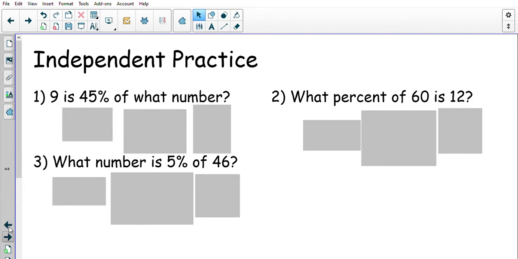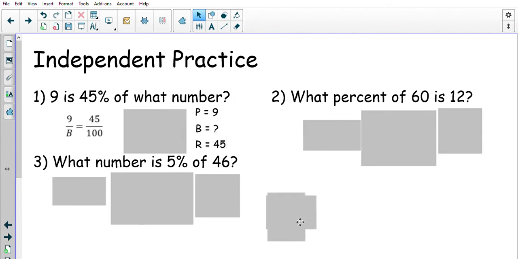All right, so for number 1, in this case, let me uncover this. P is 9, 45 is R, and B is my unknown. It's like our last few questions. We have 9 over B equals 45 out of 100. When we cross multiply, we get 45B equals 900. Divide both sides by 45 to get B equals 20.